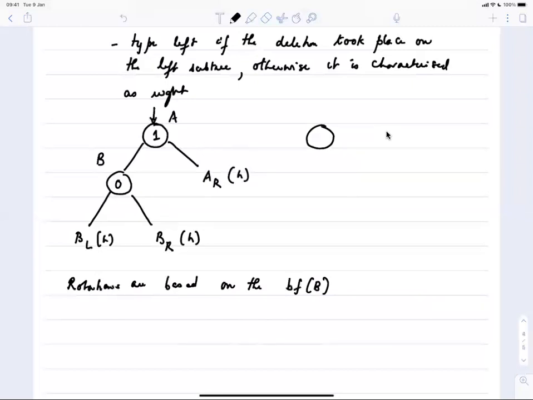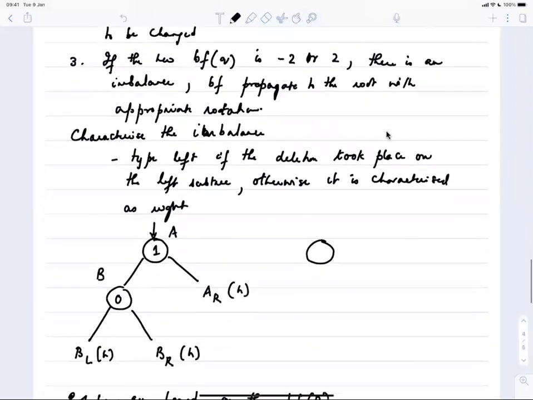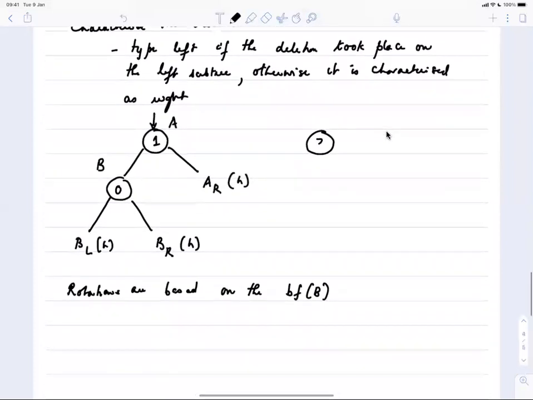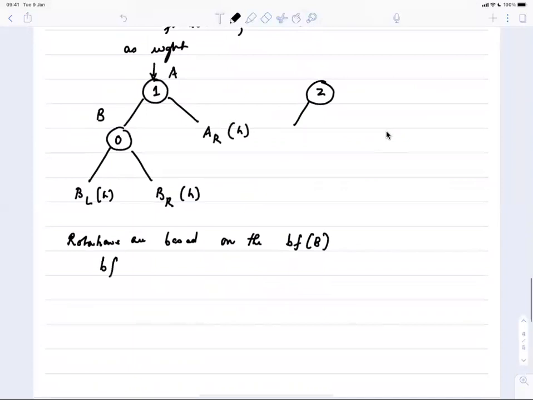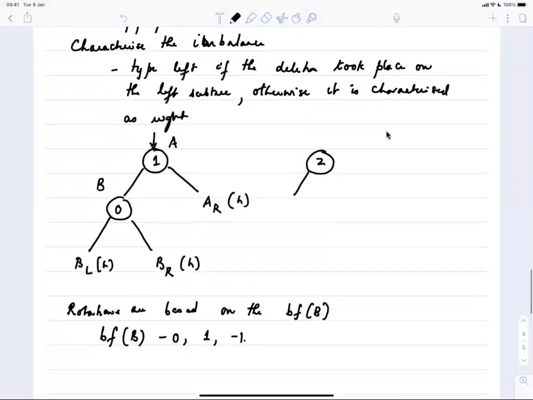So what did we talk about? What happens is this becomes 2, let us say, because there's been a deletion on B. And let's say this is 2. So BF of B can be 0, 1, or -1. Okay, that's what we need to look at. It depends upon what the balance factor of this node is.